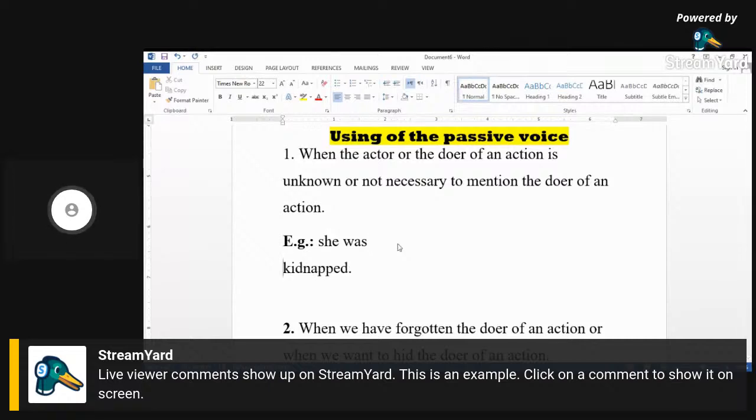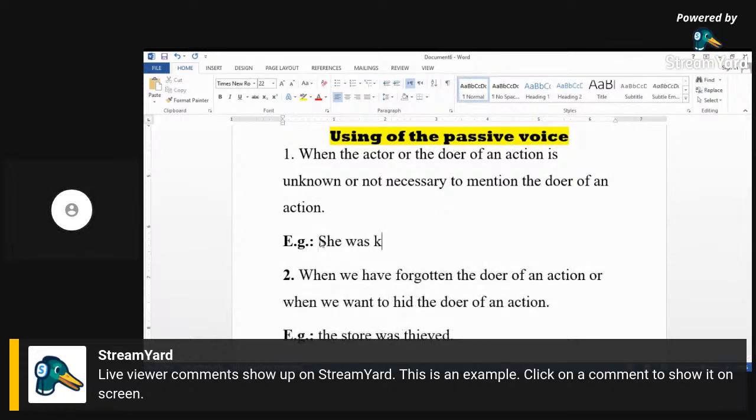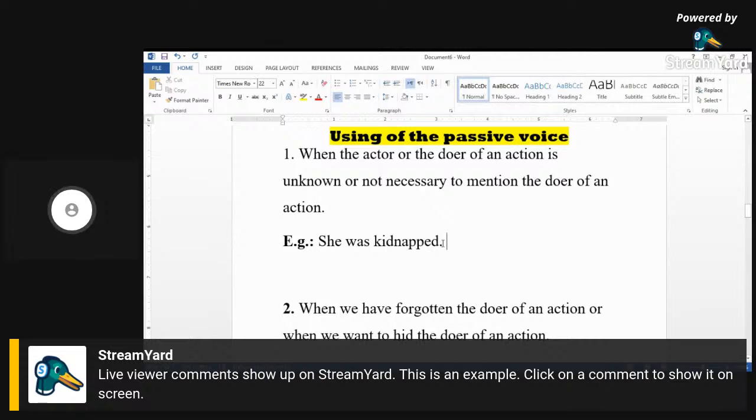Look at the example. She was, oh my God, she was kidnapped. She was kidnapped.